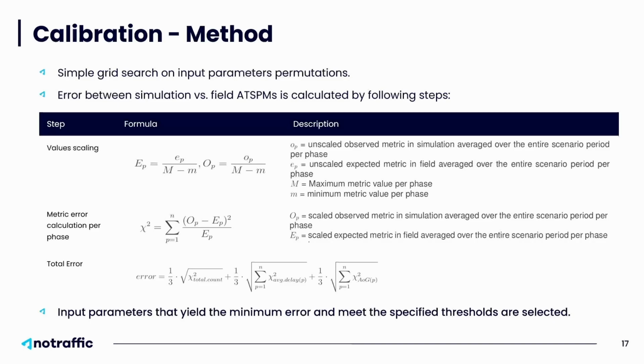Since these metrics are not on the same scale, because counts can be in the thousands and average delay is in seconds, hopefully less, first we need to do some data processing and scale the data. Then we use chi-square in order to assess the error between the field and the simulation, and the error is just a simple average over all the metrics we use. So again, we are doing grid search. The set of parameters that yields the minimum error is chosen as our calibration parameters.